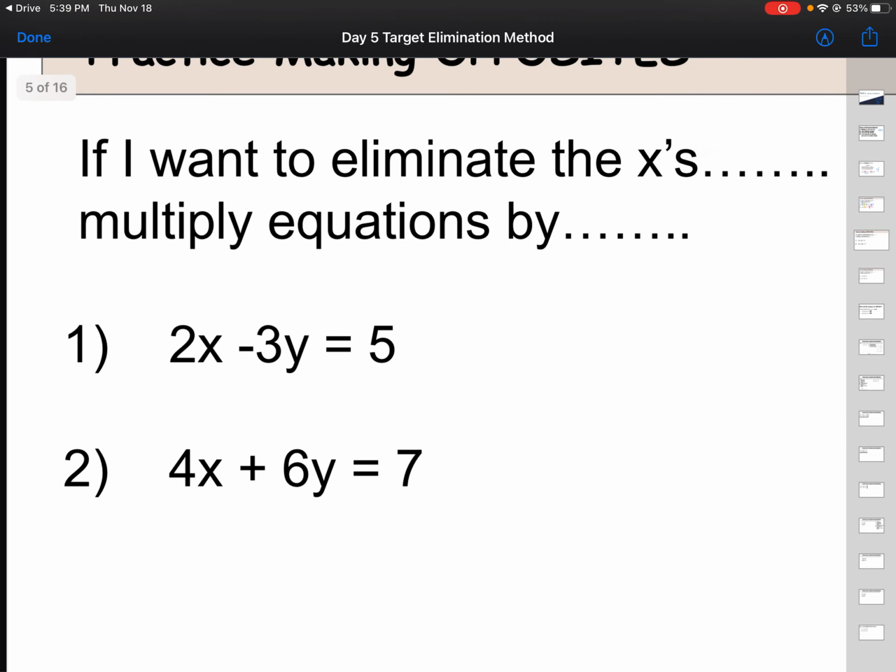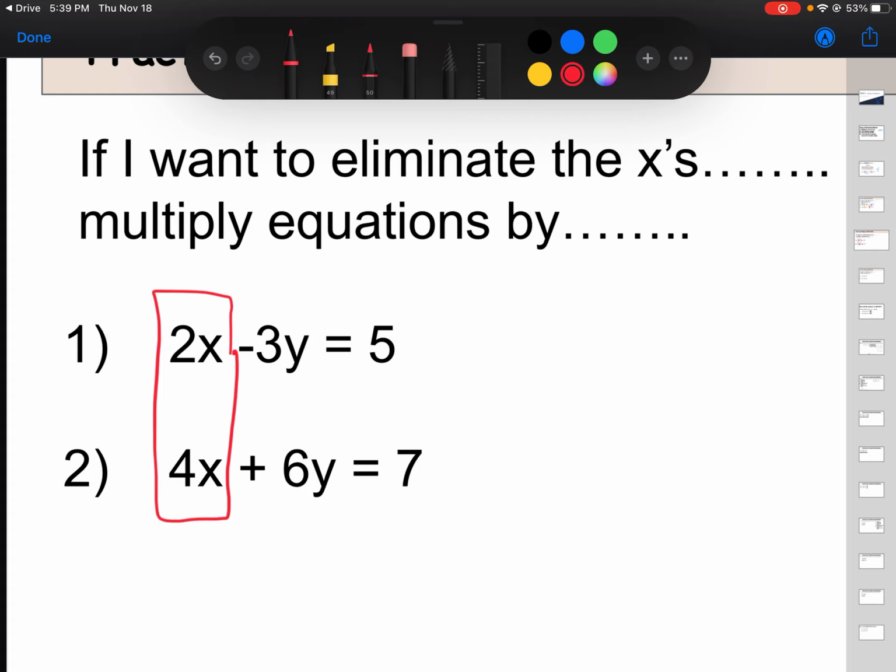This time I'm asking you to eliminate the x's. So here's our x's. Focusing in on those. So I'm thinking, can I make this 2 become the opposite of 4? So in other words, can the 2 become a -4 through multiplication? Yes. I would have to multiply by -2.